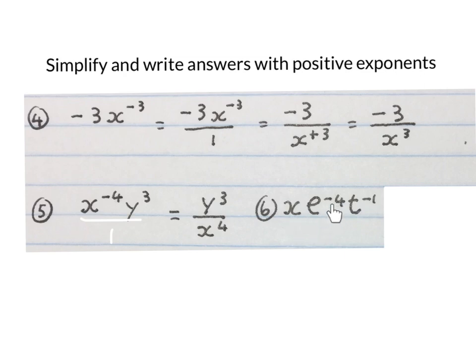The next expression looks like this: x, e to the power of minus 4, t to the power of minus 1. Again, you can put the imaginary 1 underneath everything. And the final answer will look like this. Please stop the video and get your brain around these three.